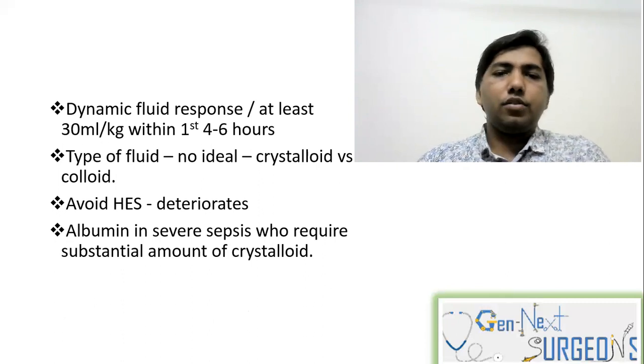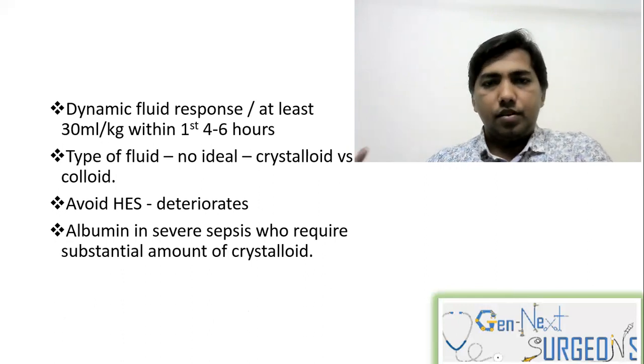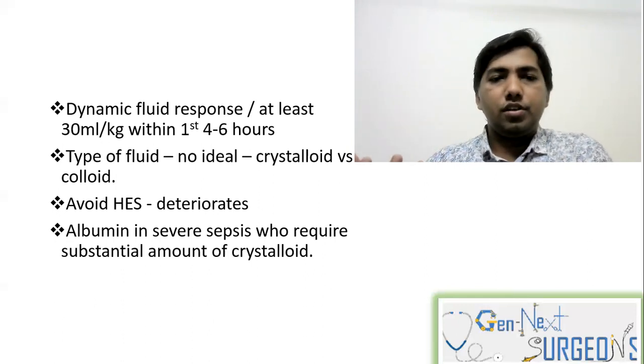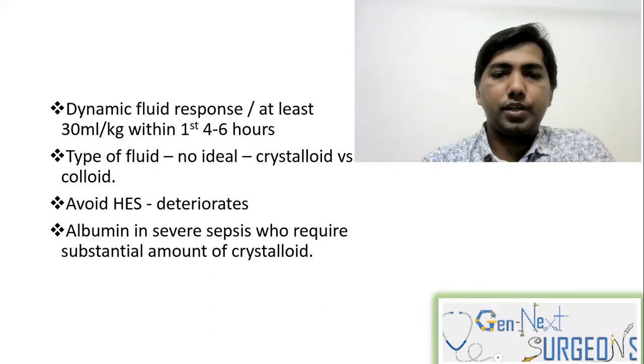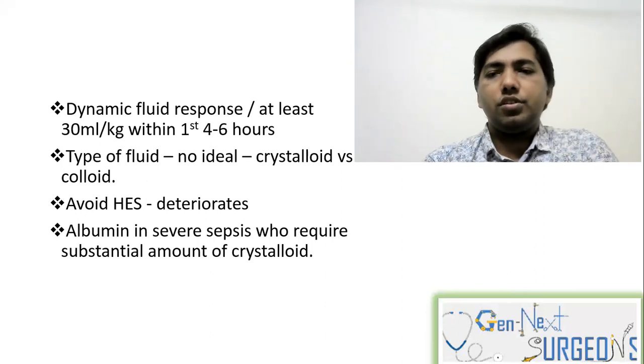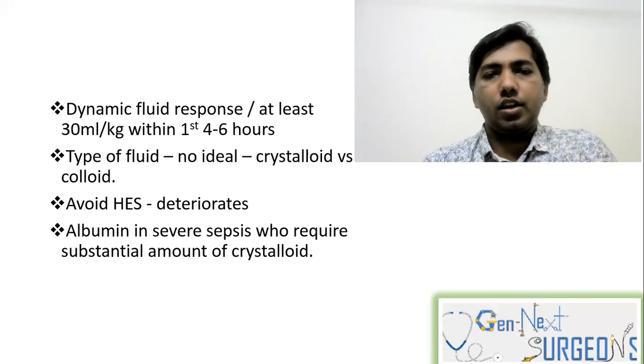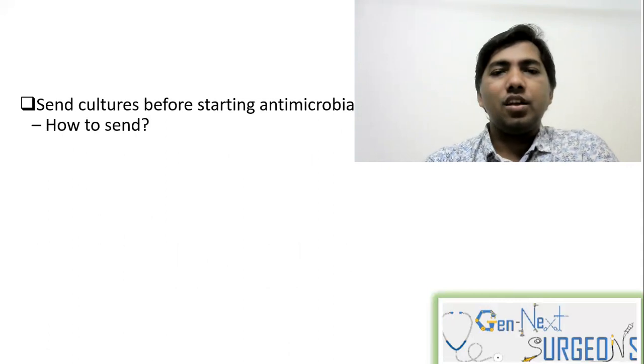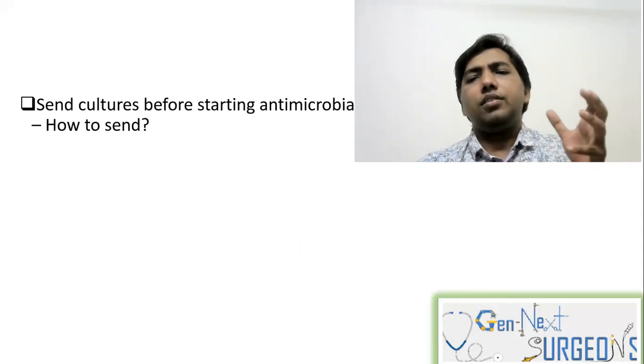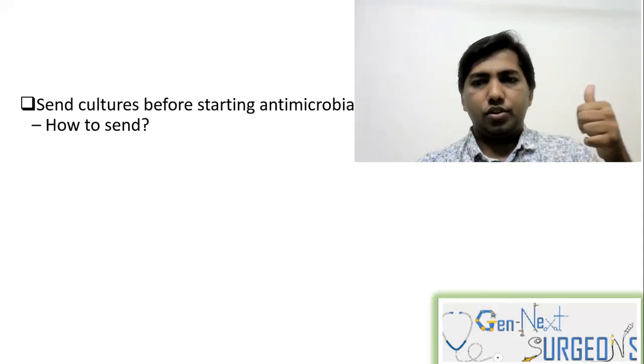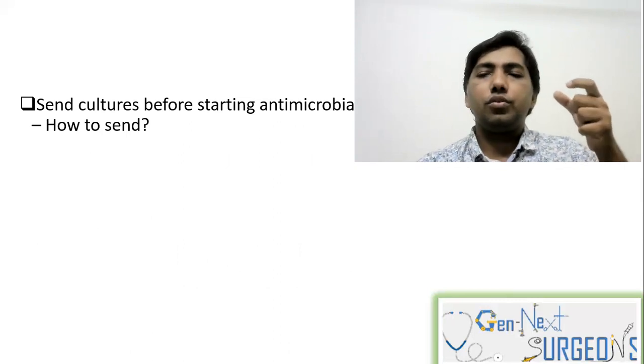And again, I have told you that there is not much cost benefit ratio in using colloid. So it is better to give Hartmann solution or Ringer's lactate, even normal saline. But there is a saying that normal saline is not normal because it causes hyperchloremic metabolic acidosis.